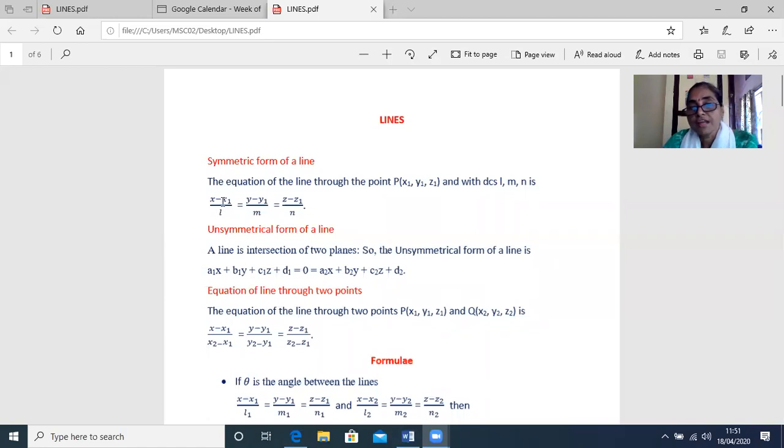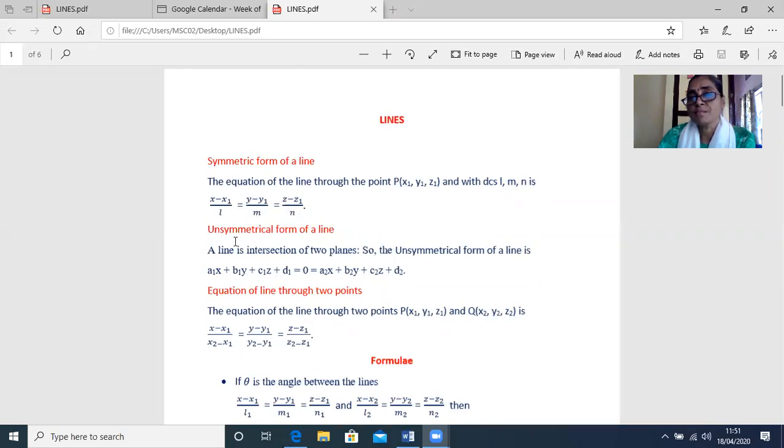Now, the very first one is the symmetric form of a line. This is the equation of the line through the point x1, y1, z1 and DCs l, m, n. So (x minus x1) by l is equal to (y minus y1) by m is equal to (z minus z1) by n is the symmetrical form of a line which is passing through the point x1, y1, z1 and whose DCs are l, m, n.